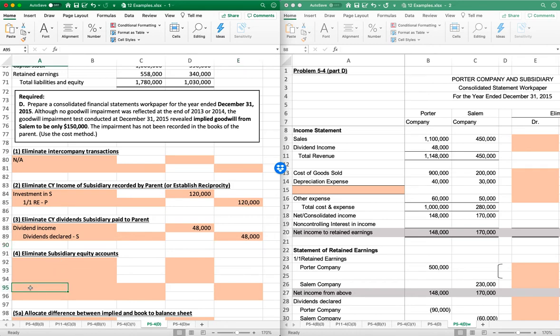Next entry is our entry to eliminate our subsidiary equity accounts. So as always, I'm just going to set this one up first. We know we need to get rid of our investment in S and any subsidiary equity. In this example, we had 2 equity accounts, common stock and retained earnings of our subsidiary. We don't own 100%, so there will be a non-controlling interest that we need to establish. And our difference between implied and book was positive, so that's going to be a debit.